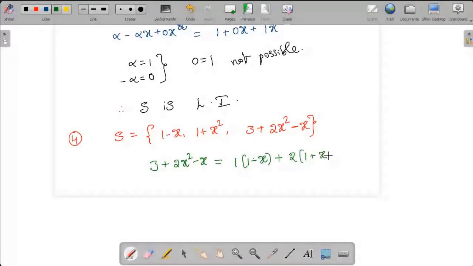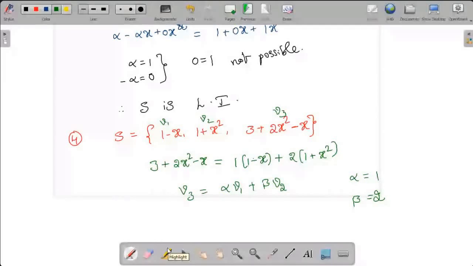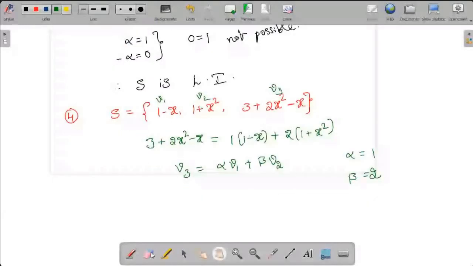You can verify that. It means when you take this one as v1, v2 and this is v3, I am saying that v3 can be expressed as alpha times v1 plus beta times v2. If you ask me what is this alpha and beta, alpha is nothing but 1 and beta is nothing but 2. Now let us try to see this. If I bring all these expressions to one side, this is what we are getting: alpha into v1 plus beta into v2 plus minus 1 into v3 equal to 0.